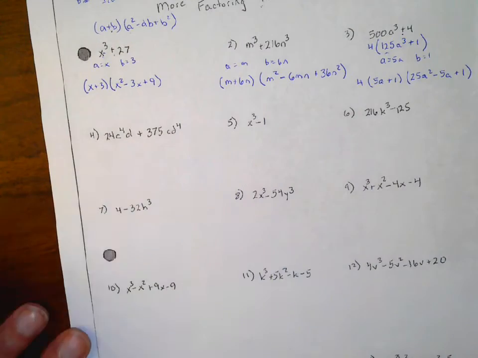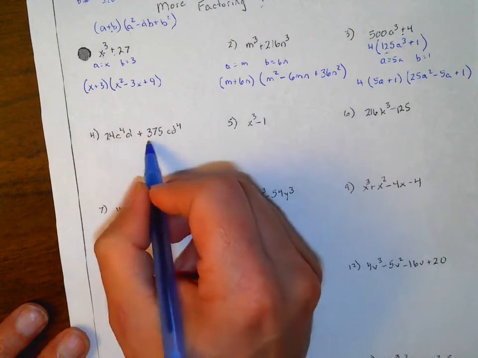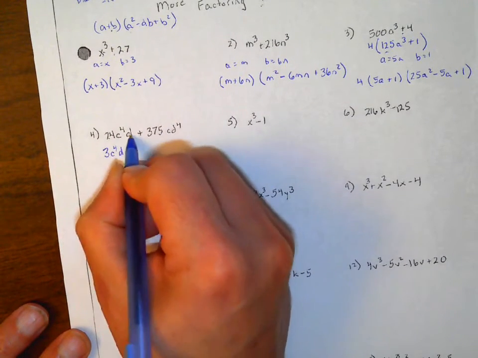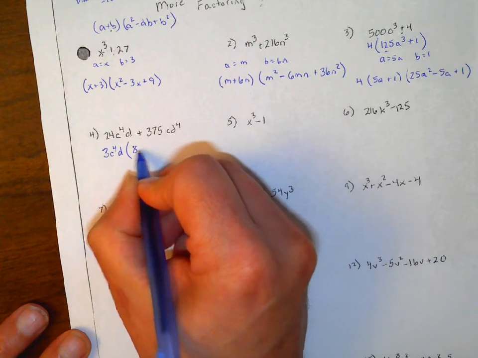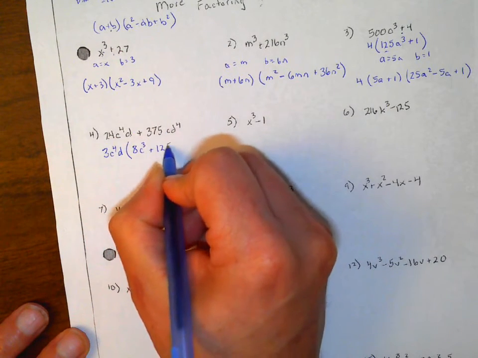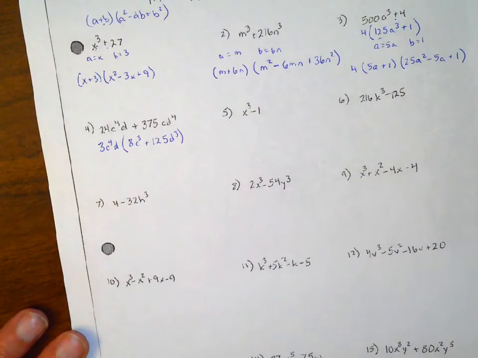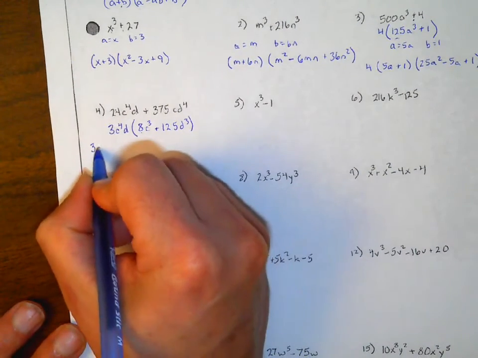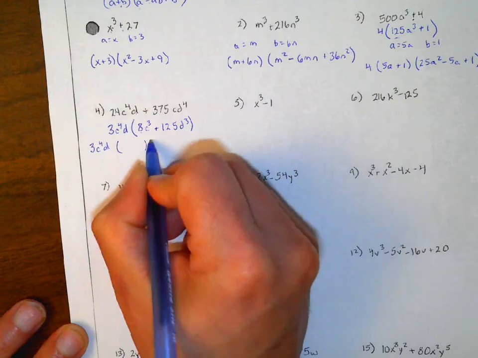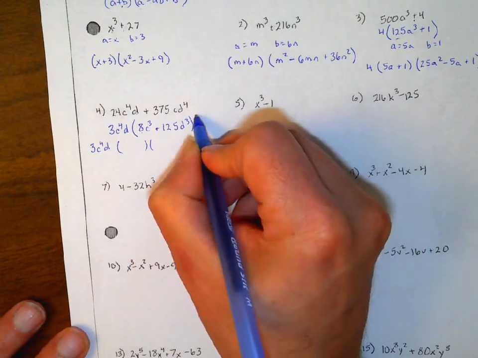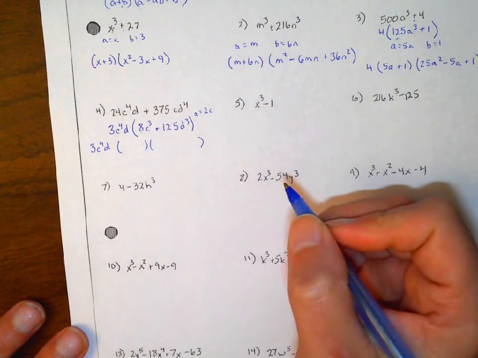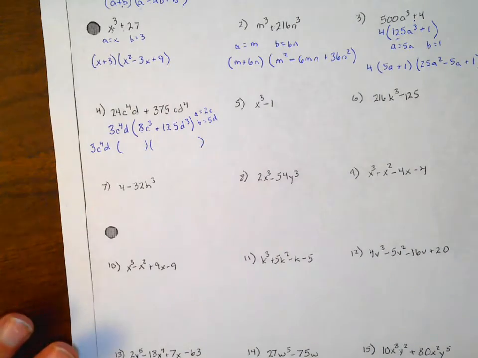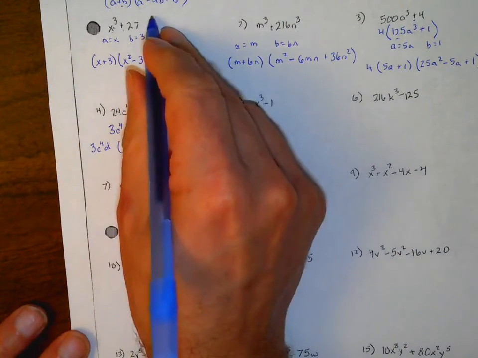Okay, this one here, GCF first. 3 divides into both of those, and that gives us 8c to the third plus 125d to the third. After we do GCF, we notice we've got a sum of cubes. Okay, so what's being cubed here? 2 times 2 times 2. And what's being cubed here? 5 times 5 times 5. So 2c and 5d. So thinking about that pattern right there again.